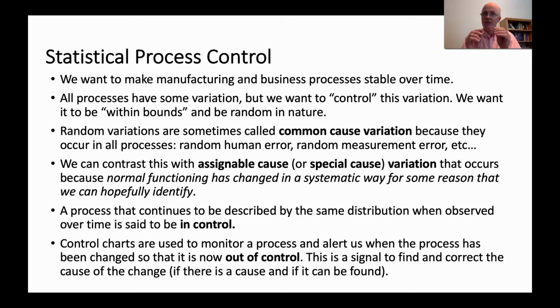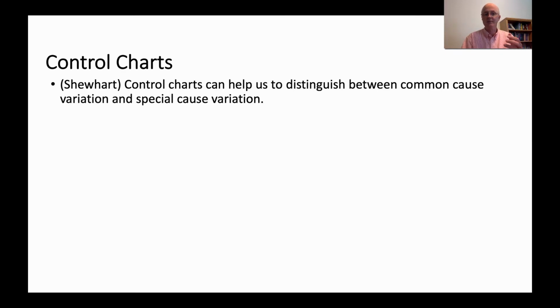Now, first of all, you should realize that out of control doesn't necessarily mean something is wrong, but you might say it's likely to be wrong. So this is a signal to us to find and correct the cause of the change, if there is a cause and if it can be found. What are control charts? Well, sometimes they're called Shewhart control charts after the person named Shewhart who first came up with them. They can again help us distinguish between common cause variation and special cause variation.